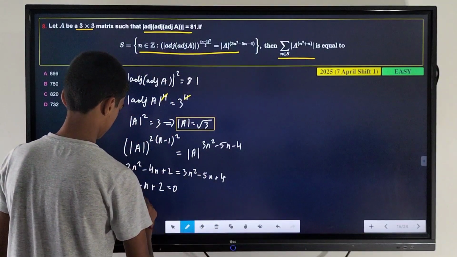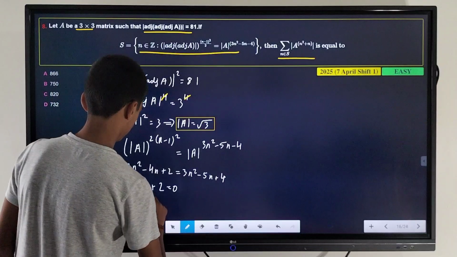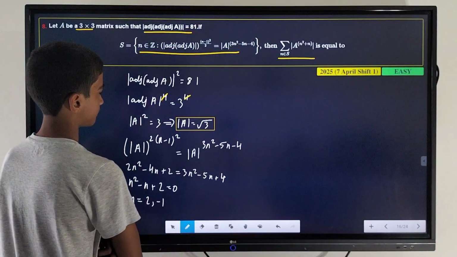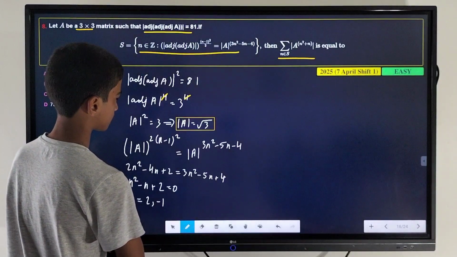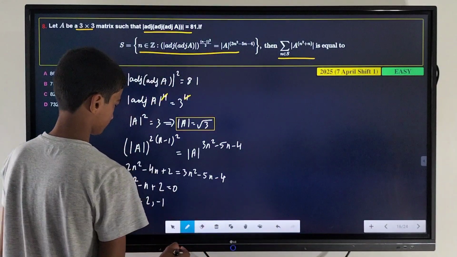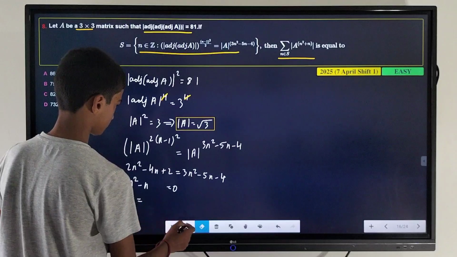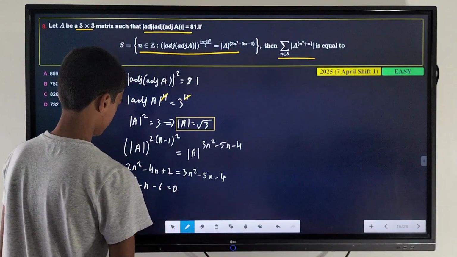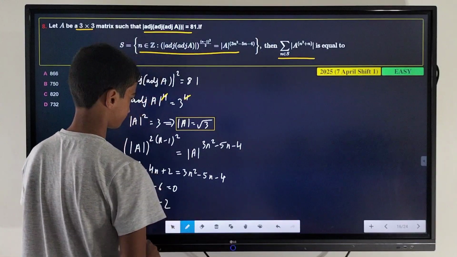So our n is equal to 2 comma minus 1. Please wait a minute. This is minus 4. So this will be, sorry, please wait a minute. This will be minus 6. So our n is equal to 3 comma minus 2.